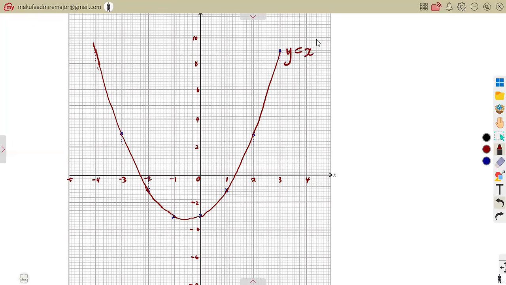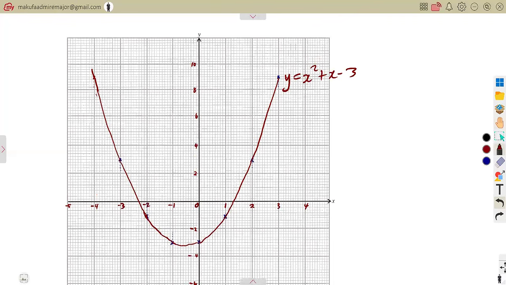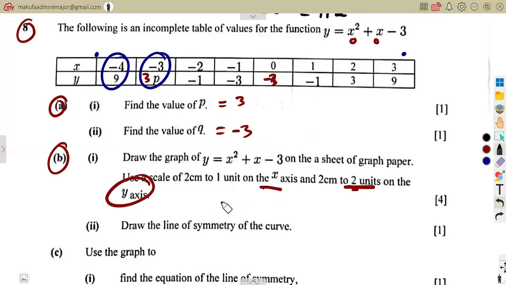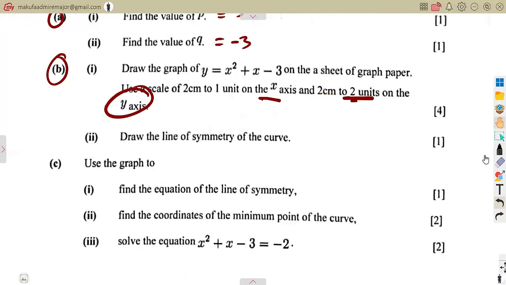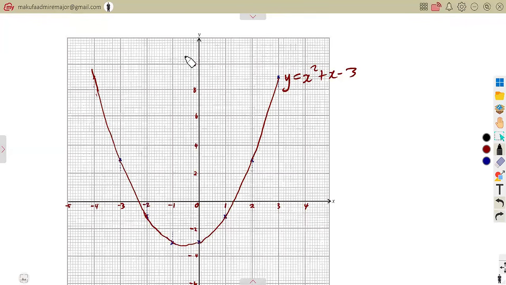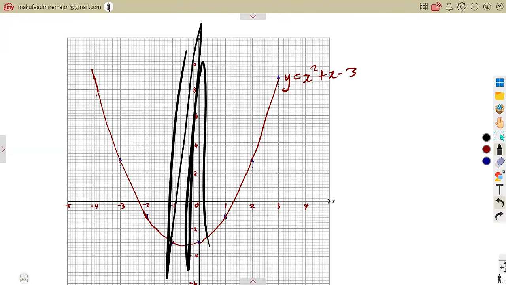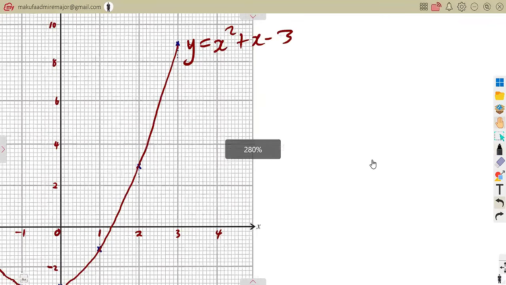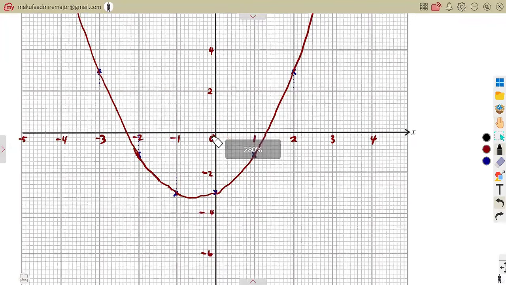Write your equation. y is equal to x squared plus x minus 3. Do not forget to write the equation. Labeling of the x-axis and the y-axis must be done also. So with this equation, the question was to draw the line of symmetry of the curve. The line of symmetry is the equation of the axis of symmetry, which is the line which divides our graph into 2 equal parts. So how can I obtain this equation if I do not know exactly where it is?